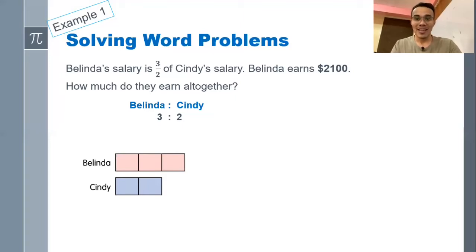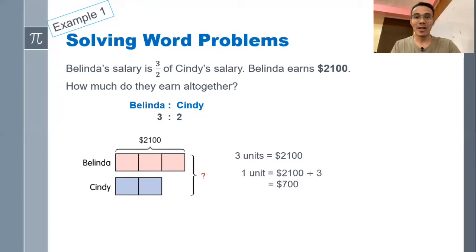Belinda's salary is given and it's $2,100. And the question is, how much do they earn altogether? So we're looking for the total amount. Now, 3 units is $2,100, which means that 1 unit is $2,100 divided by 3, which is equal to $700.